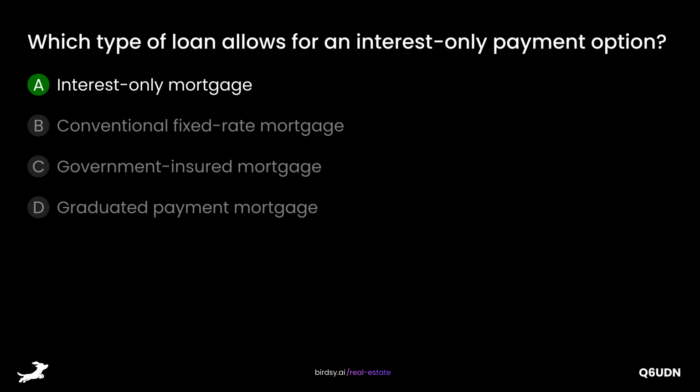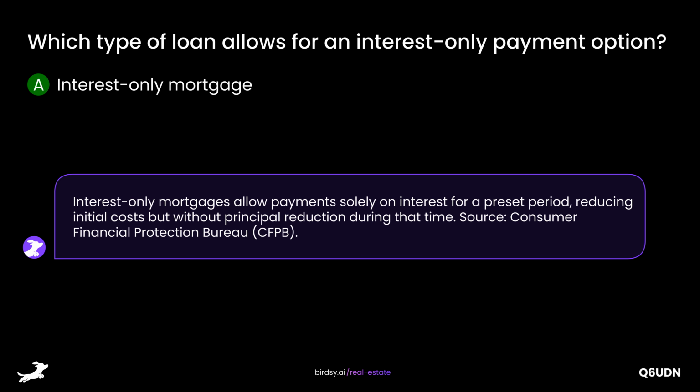The answer is A, interest-only mortgage. Interest-only mortgages allow payments solely on interest for a preset period, reducing initial costs but without principal reduction during that time. Source: Consumer Financial Protection Bureau.